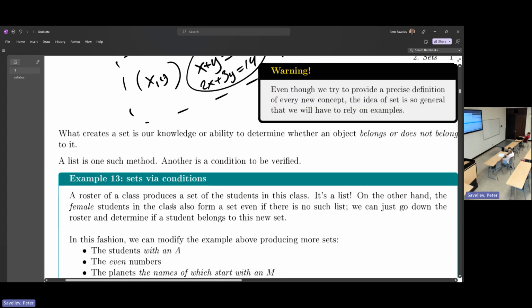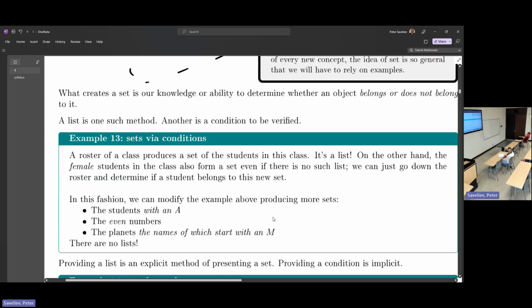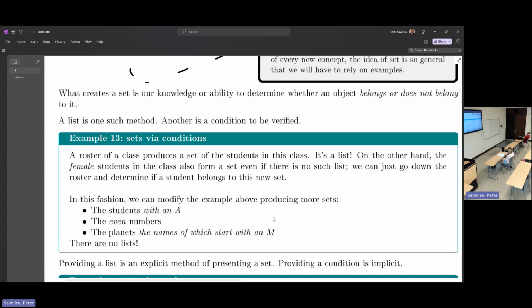Okay, conditions once again. We take the sets that we had, and then you can impose conditions on those lists. For example, students from our list with an A. We have all the numbers, and we concentrate on even numbers only. We look at the planets, but then look at the planets whose name starts with an M. All of these create sets by imposing conditions on them.